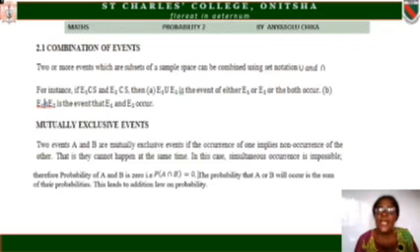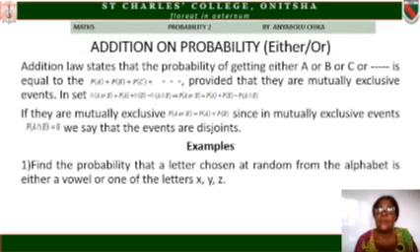The probability that A or B will occur is the sum of their probabilities. This leads us to the addition law on probability, where we have either, stroke, or. The addition law states that the probability of getting either A or B or C or so on is equal to the probability of A plus the probability of B plus the probability of C and so on, provided that they are mutually exclusive events.